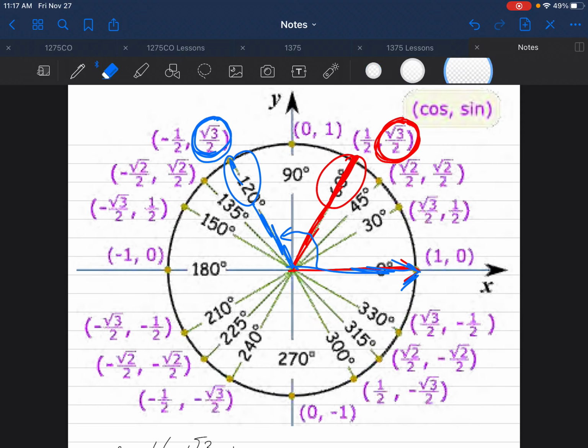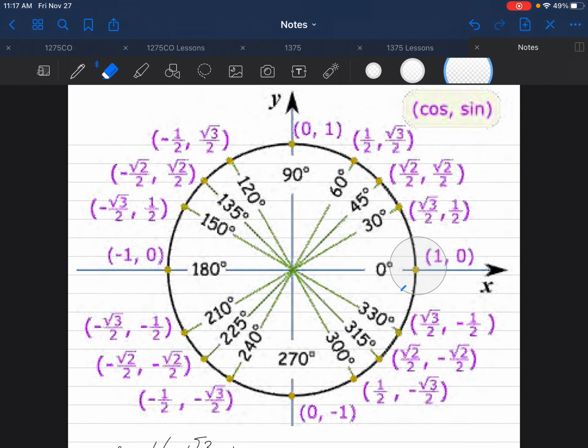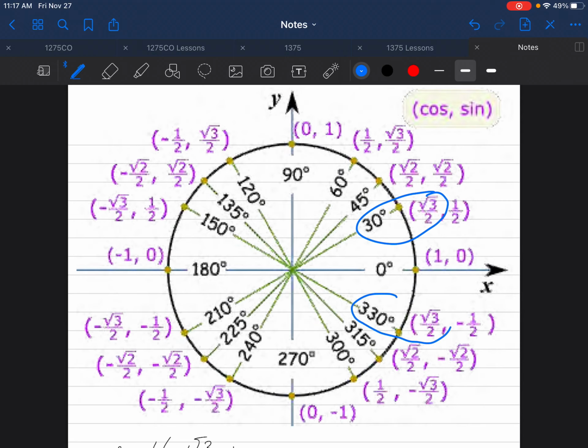And you see this all over the unit circle, right? You can see duplicate answers all over the place. For instance, the cosine of 30 is equal to radical 3 over 2. The cosine of 330 is also equal to radical 3 over 2. The cosine of 225 is equal to negative radical 2 over 2. The cosine of 135 is also equal to that same value.